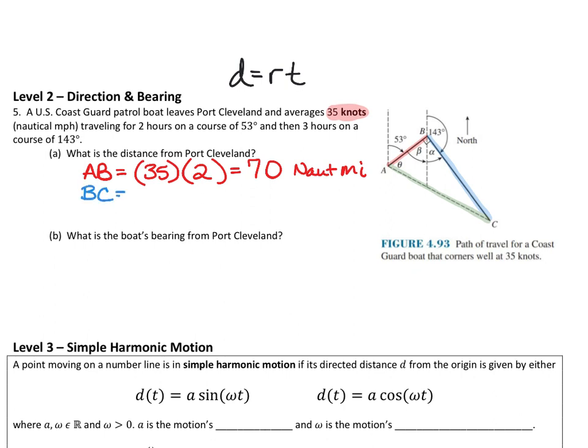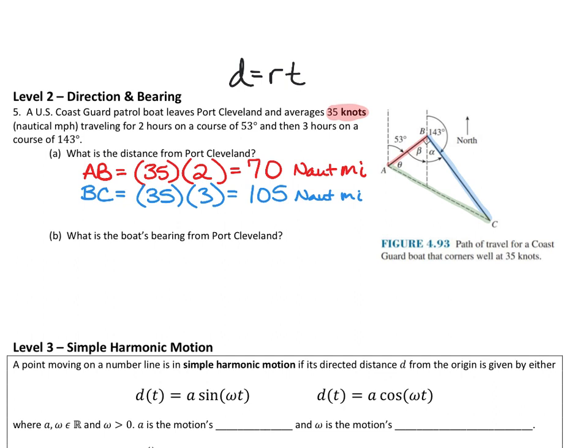Then we have B to C. From B to C, we want that distance. How fast were we going this whole time? 35 knots, which is a nautical mile per hour. And how long did we travel on that course? 3 hours. So that means we traveled that direction a total of 105 nautical miles.